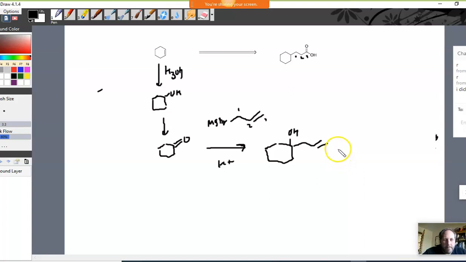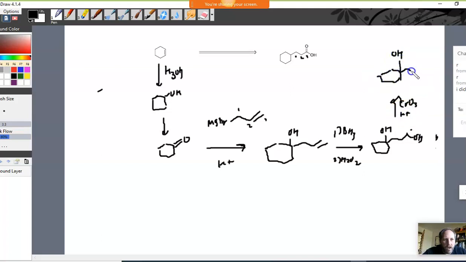All right. And then what you could do is anti-Markovnikov it. Give you 1, 2, 3, this alcohol. Plus you still have that OH. Then you can oxidize it. Why can you oxidize this and not worry about that oxygen right there? Oxidize it to the carboxylic acid. But why would that OH not do anything? This is a tertiary alcohol, so it wouldn't get oxidized.